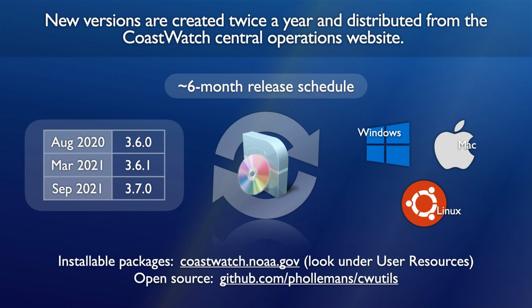There are installable packages for Windows, Mac, and Linux, and they automatically install everything, including command line tools if that's needed. And the packages are available on the coastwatch.noaa.gov website if you look under User Resources. And also the source code is available. It's open source. It's on github.com/phollemans/cwutils.